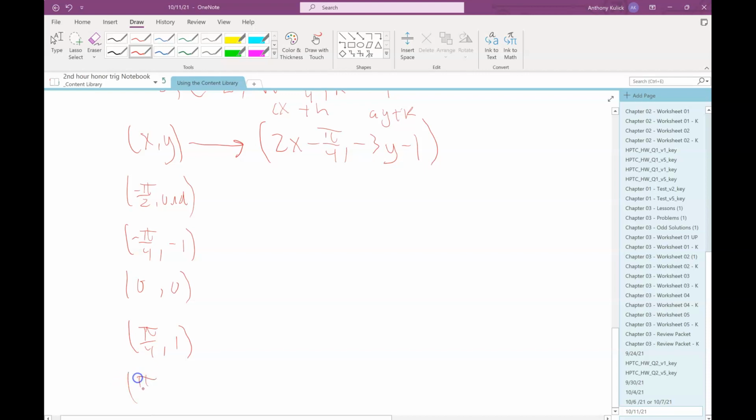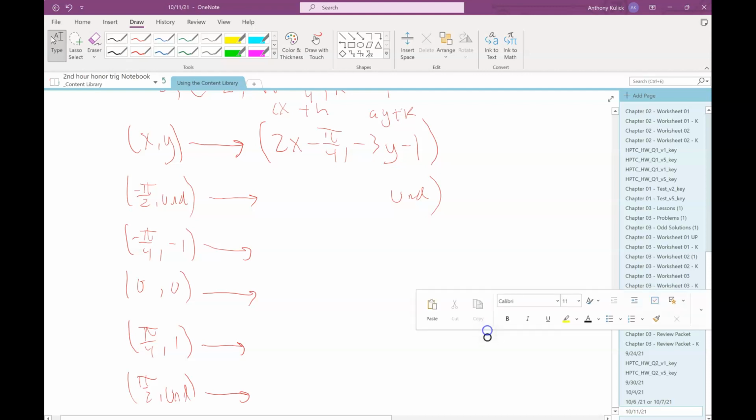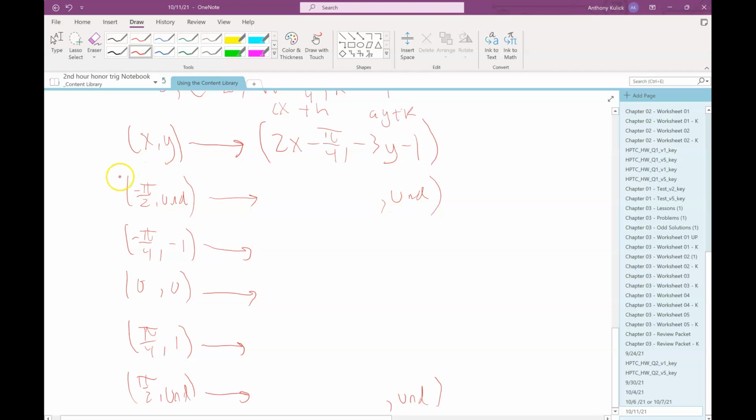And perform our transformation on them. Now, one of the nice things about tangent is that undefined, no matter what you do to it, stays undefined. So I know that the y-coordinate for the first point and the last point is just going to be undefined, no matter what we do. So I only really have to worry about changing the x.